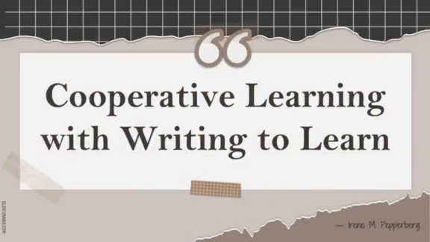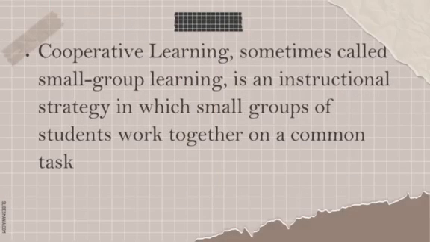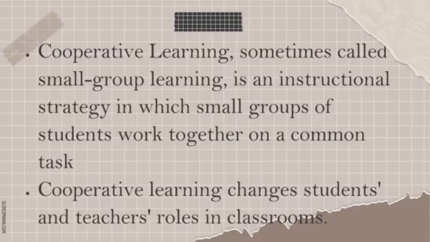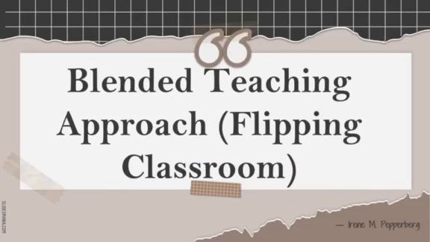Now, let's proceed to the cooperative learning with writing to learn. Cooperative learning encourages achievement, student discussion, active learning, student confidence, and motivation. Cooperative learning, sometimes called small group learning, is an instructional strategy in which small groups of students work together on a common task. Cooperative learning changes students' and teachers' roles in the classroom, wherein students learn from the teachers and teachers learn from the students. Now, let's proceed to the last topic, which is the blended teaching approach or the flipping classroom.